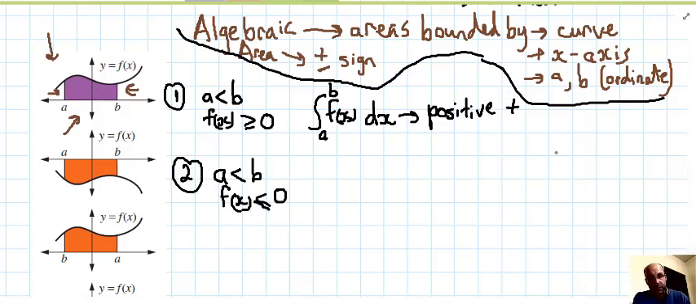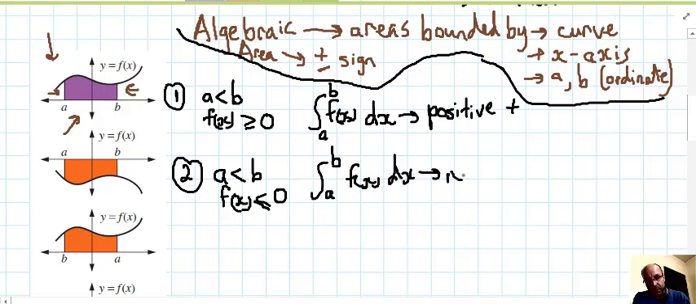In the second one, a is less than b again, but f of x is always less than or equal to 0 at all stages in the interval. So what happens when we take the integral of f of x dx? We get a negative answer, a negative value, or a negative algebraic area.